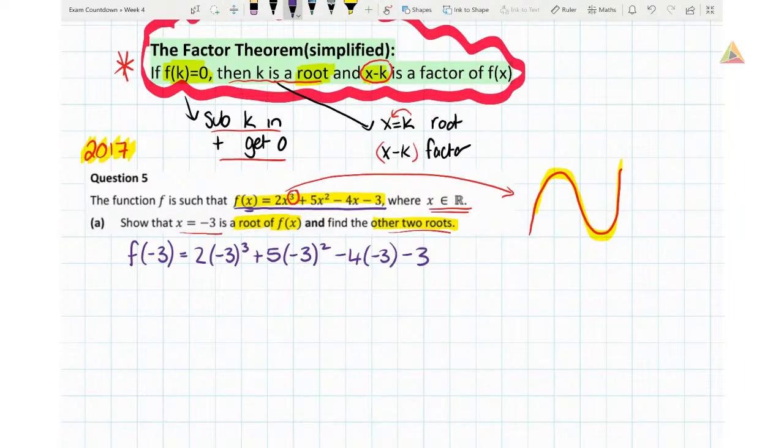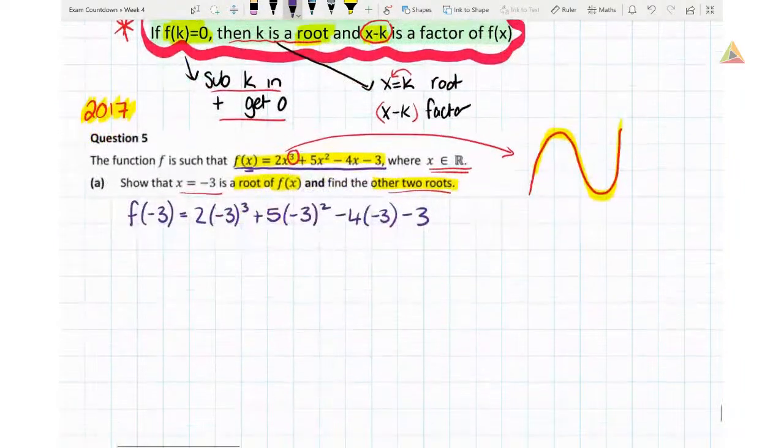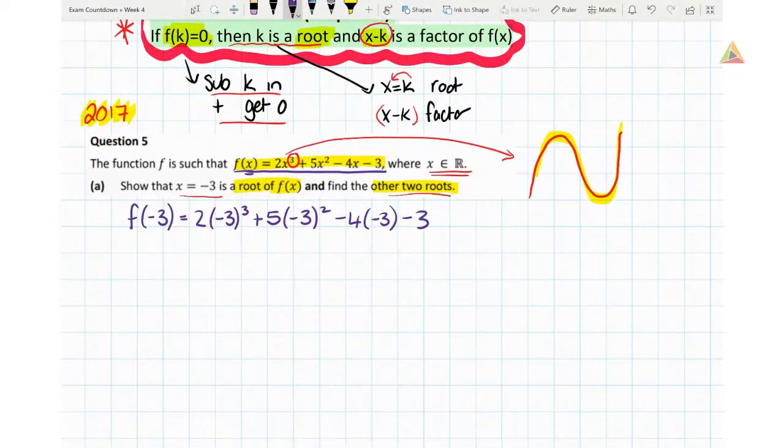And when I do that, I can either put the whole thing into the calculator or work out each part separately. This is going to give me minus 54. This is going to give me plus 45. That's going to give me plus 12. And we've got minus 3 at the end. And all of those cancel each other out. So when we put that into our calculator, we end up getting equals to 0.